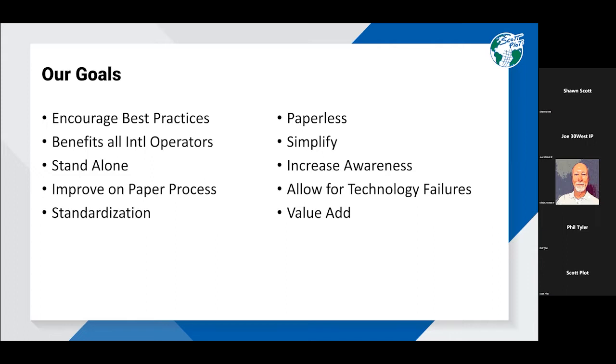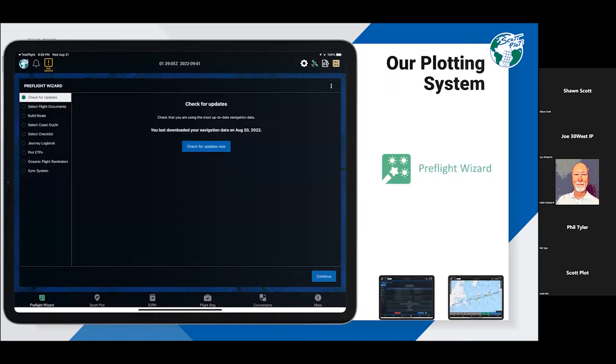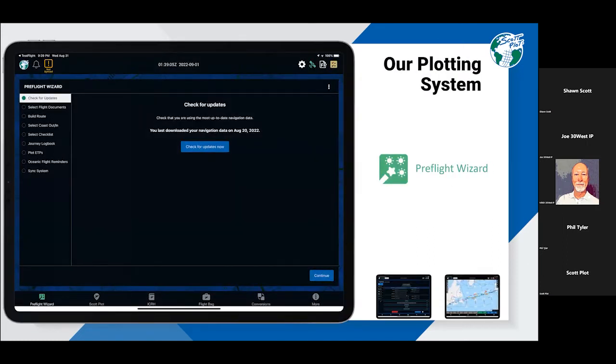All right, so let's look at the system and break it down a little bit. There are 3 constituent parts of the plotting system. The first we call the Preflight Wizard. This is a series of steps that the app walks you through to load and build each individual flight. So this is how you'll build your flight and all your flight documents into each individual flight.